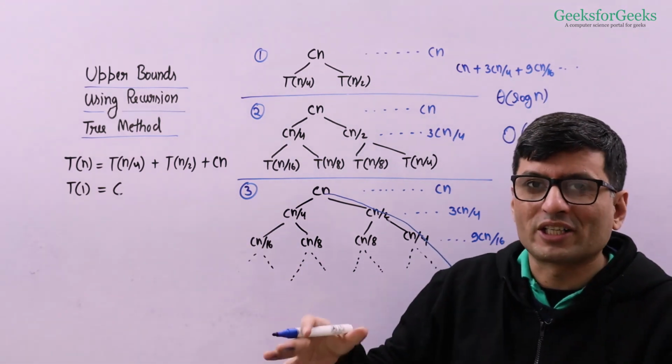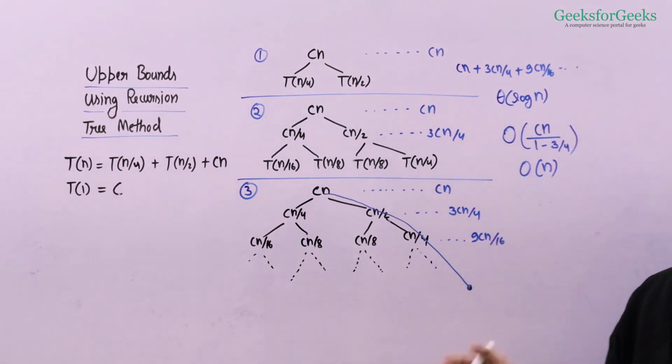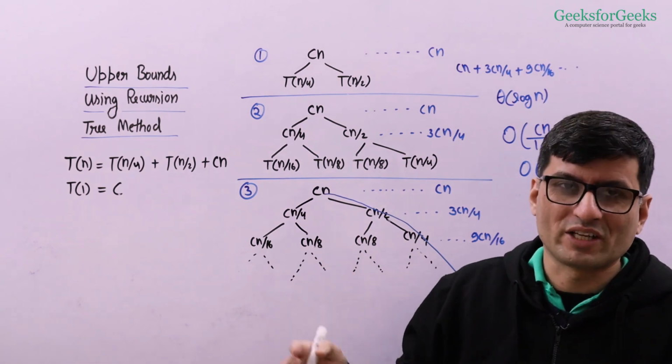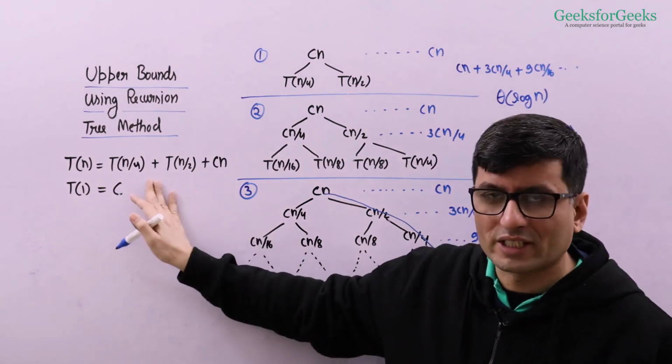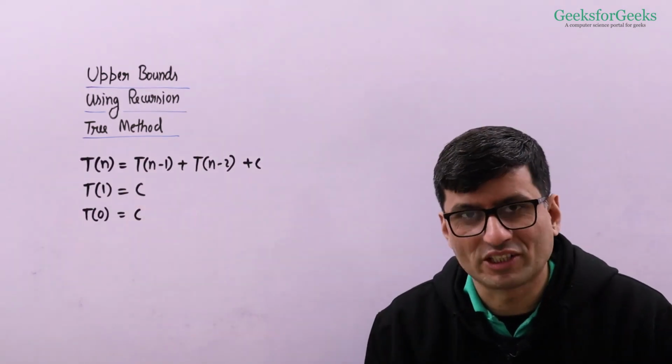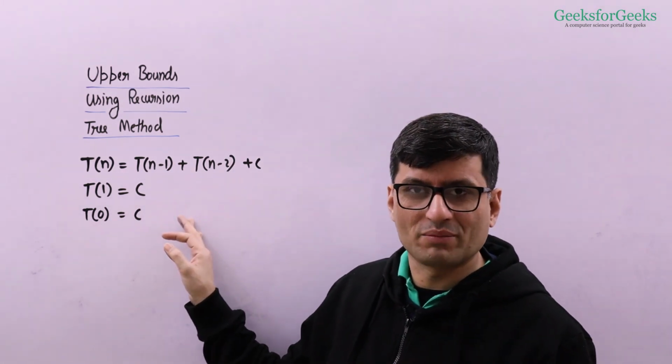So we could use recursion tree method to find an upper bound, and it's a good upper bound, right? Not a bad upper bound, not like n square or n cube. We could find a big O of n linear time upper bound on this recurrence relation. Here is one more example. We are going to use recursion tree method to find an upper bound.